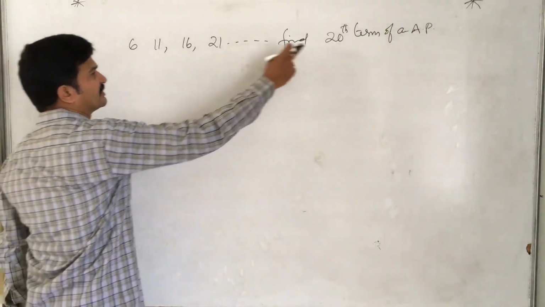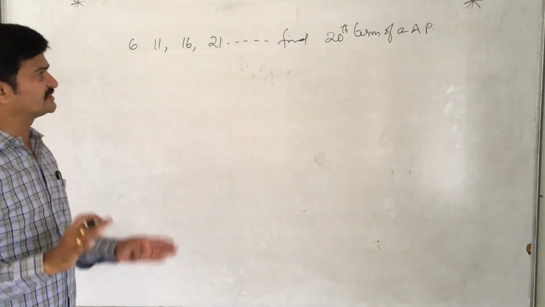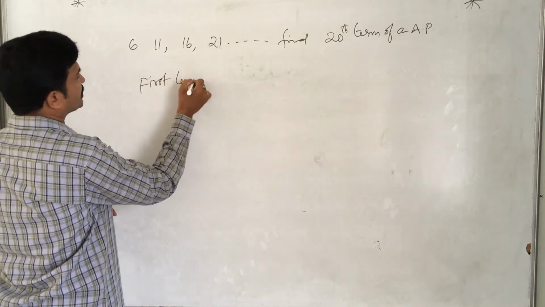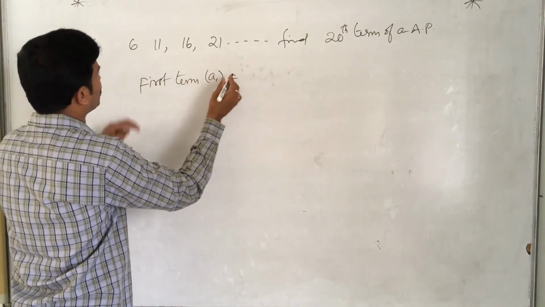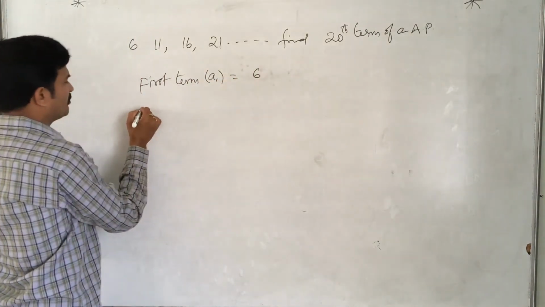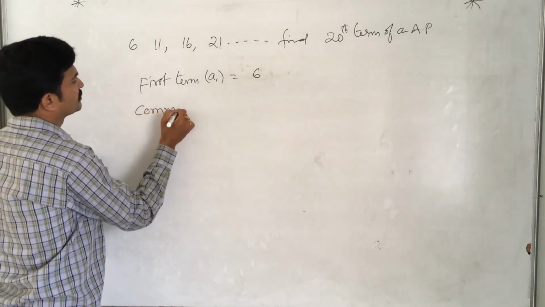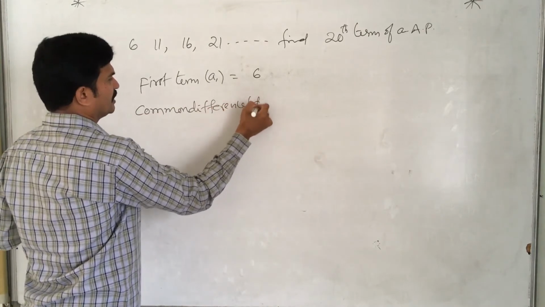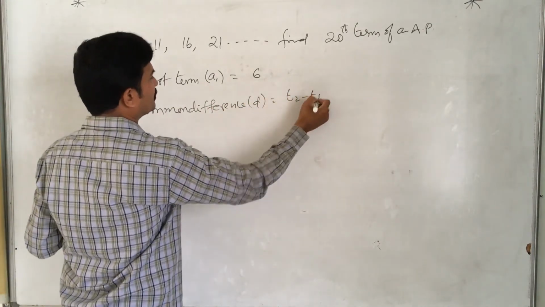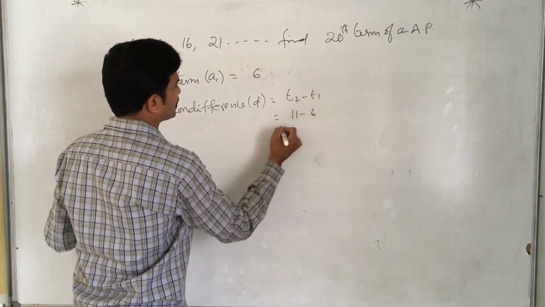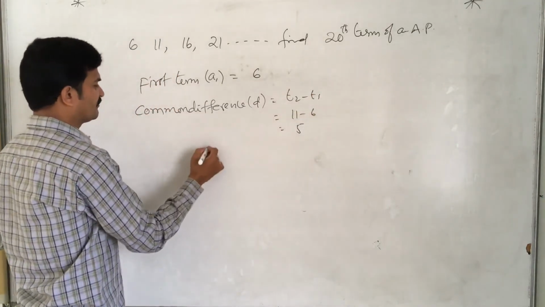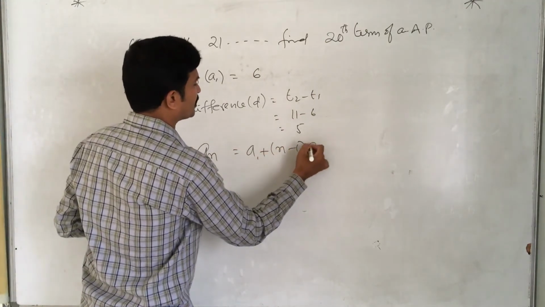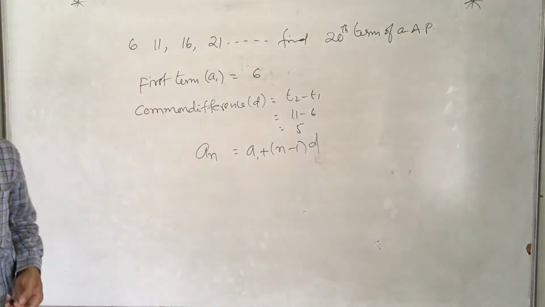Here we need to find a20, children. Before going to find a20, first write down the first term. What is the first term here? First term a1 is equal to 6. Common difference, denoted by d, is equal to t2 minus t1, that is 11 minus 6, which equals 5. Now write the general formula: an equals a1 plus (n minus 1) into d.